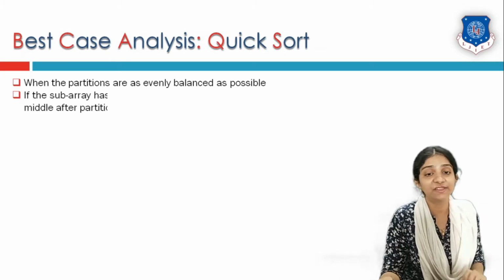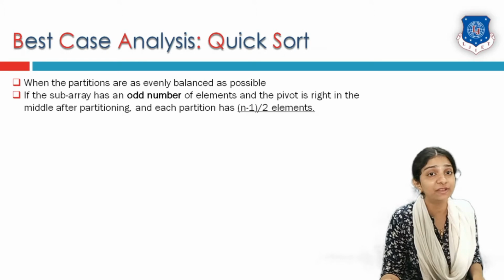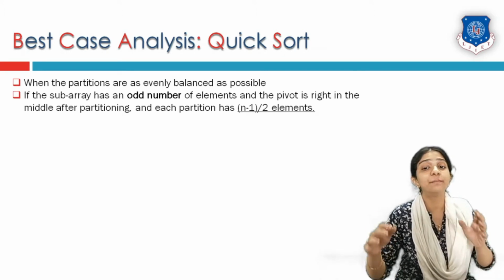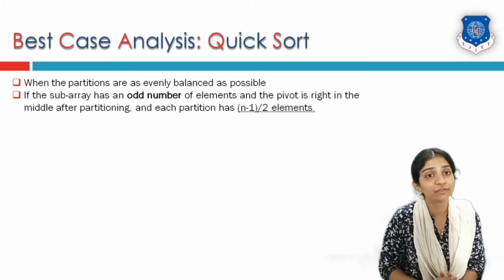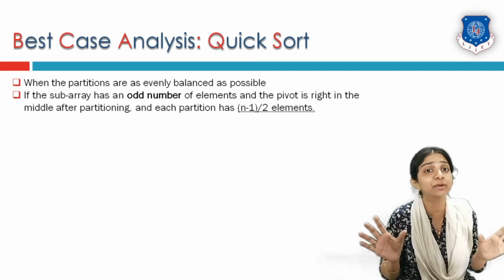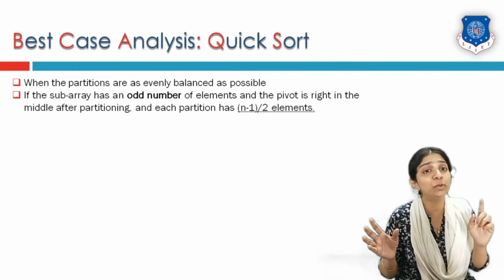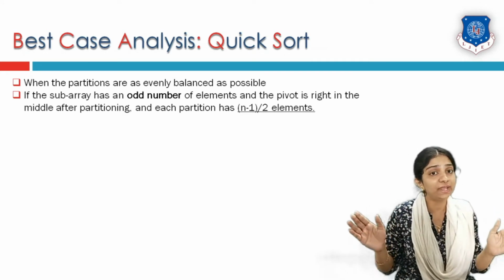So in this case there are two possibilities. There are an odd number of elements. If an odd number of elements are there, the pivot element is right in the middle of the partitioning. So towards the left and towards the right, there will be a total of an even number of elements. So the total elements towards the left and right would be (n-1)/2. Remember, there are a total of n elements.